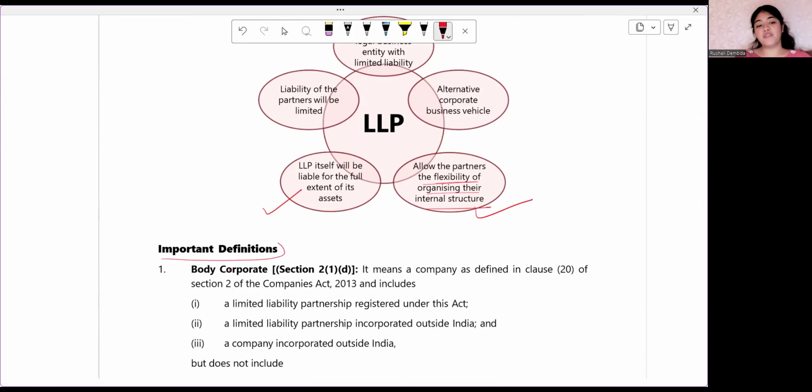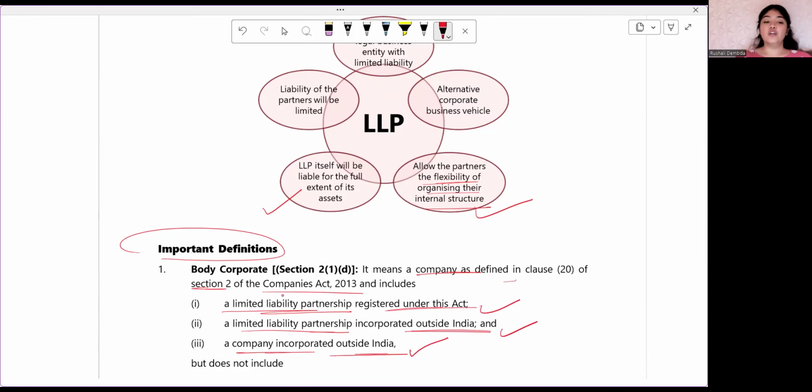Body corporate, some important definitions will be seen. It means a company as defined in clause 20 of section 2 of the Companies Act 2013. So body corporate includes an LLP registered under this Act, an LLP incorporated outside India, and a company incorporated outside India. So your body corporate is a company and it will include your LLP, right? LLP formed outside India will also be an LLP, and a company incorporated outside India is called a foreign company.